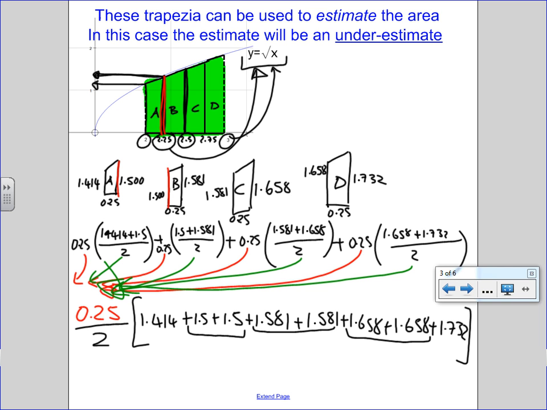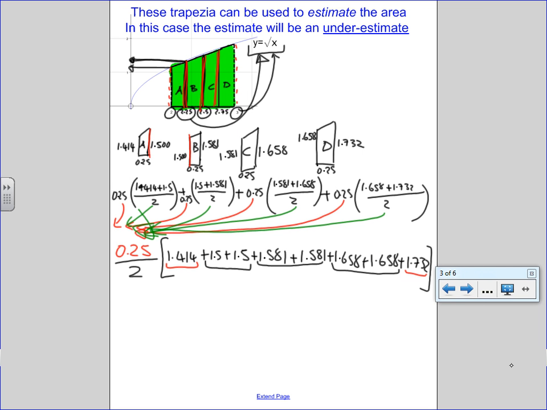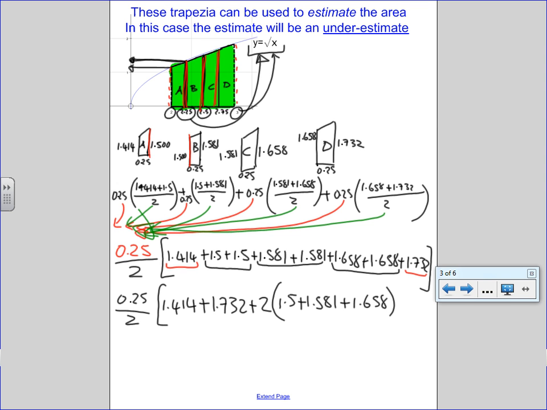But actually that's just the same thing. And similarly here twice, and similarly here twice. But obviously I've only got one of those and one of those, which is that number there and that number there. So actually I could simplify this a bit further and have 0.25 over 2 and have 1.414 and 1.732. And then I've got two lots of 1.5 add 1.581 add 1.658, which is a much nicer thing to stick in the calculator than all of those horrible sums.